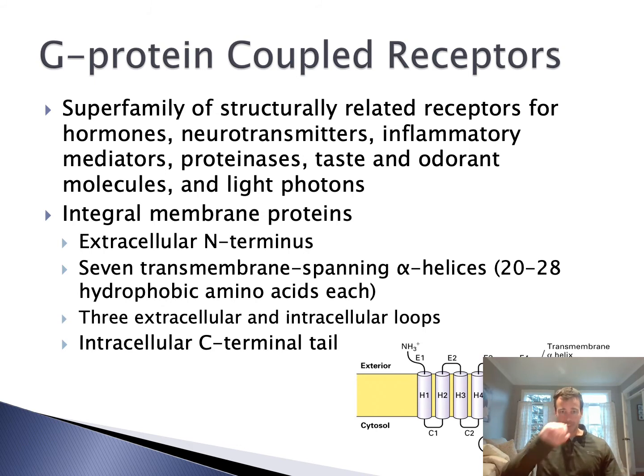Let's talk first about the G protein coupled receptors. These are a superfamily of structurally related receptors for hormones and neurotransmitters. As I mentioned, these are all over our body. They are integral membrane proteins. So they have these seven transmembrane alpha helices, and then an extracellular N terminus and an intracellular C terminus, or an intracellular loop and C terminal end.